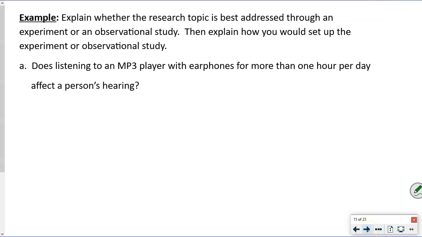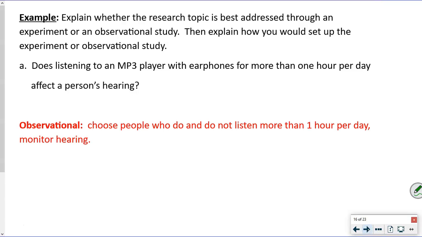So we're going to explain whether the research topic is best addressed through an experiment or an observational study, and then explain how we would set it up. Does listening to an MP3 player, we'll just say some music device, because most of y'all are doing that on your phones today with earphones or earpods, for more than 1 hour per day affect a person's hearing? Would you do an experiment with this one, or an observational study? And why? That is the question, okay?